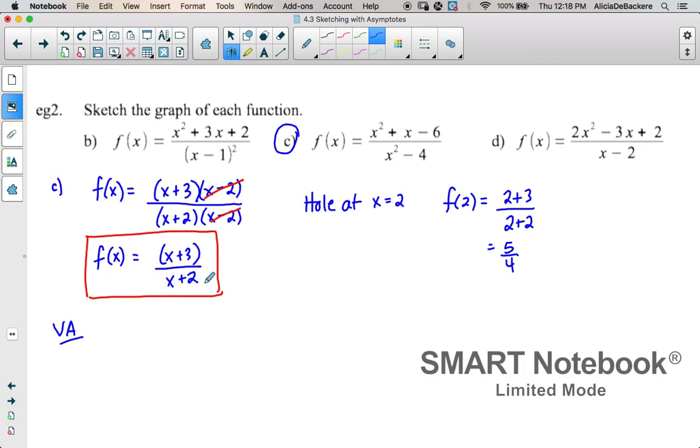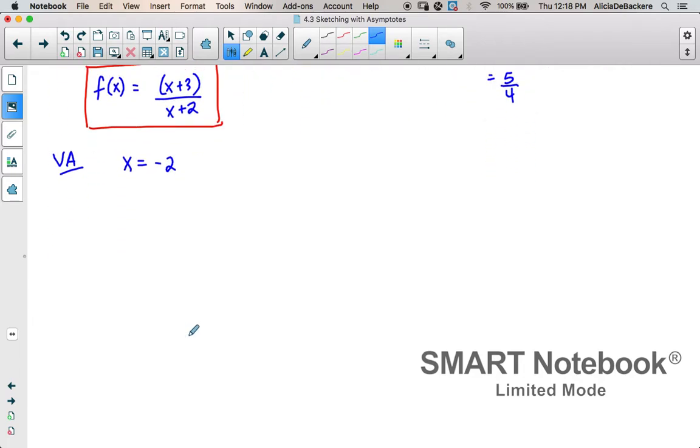When I look at this leftover piece here, I have one denominator, so I'm looking for where that denominator equals 0, and our vertical asymptote is at x equals -2. So I want to know what's going on either side of that vertical line. I'm going to investigate the limit as x approaches -2 from the left of f of x, and then I'll also do coming from the right.